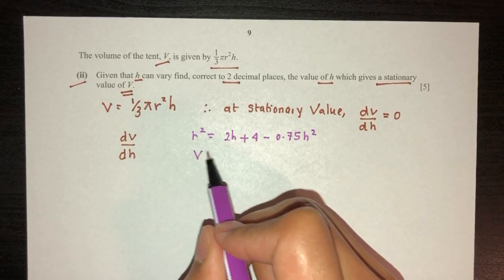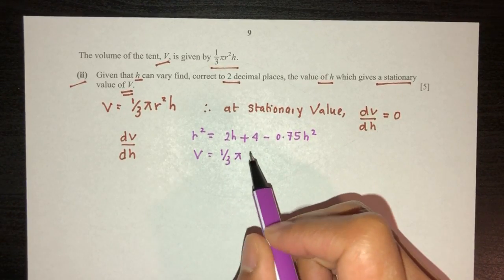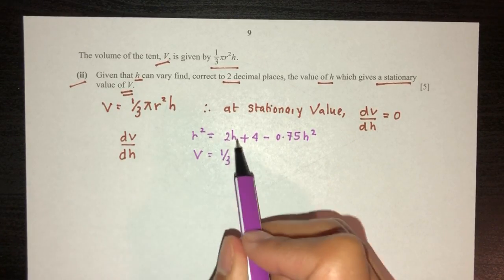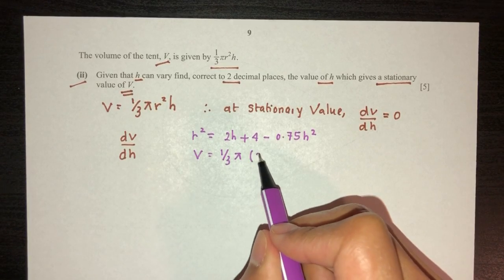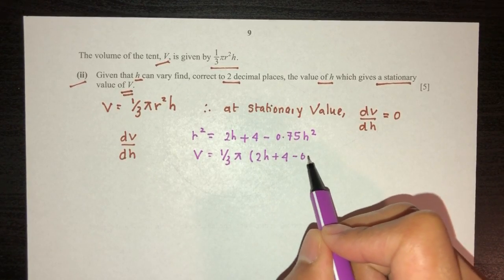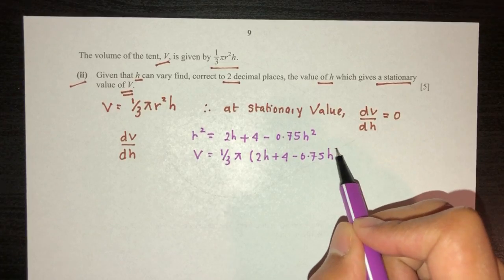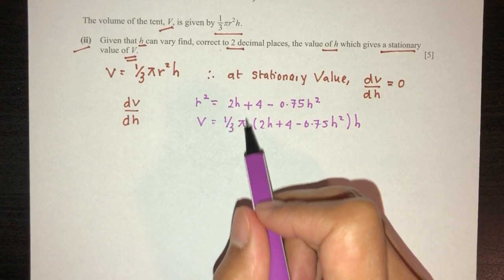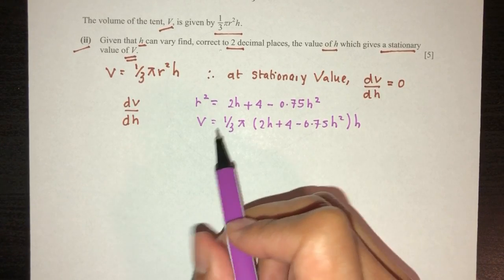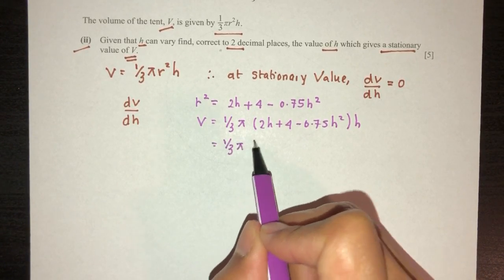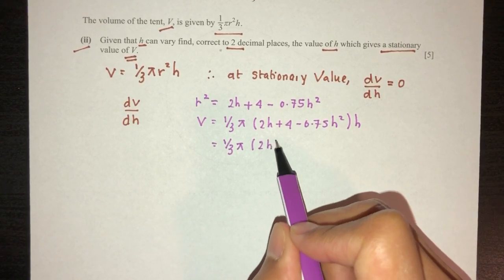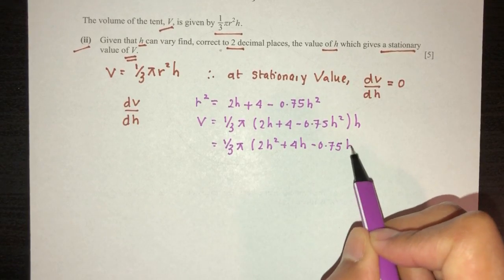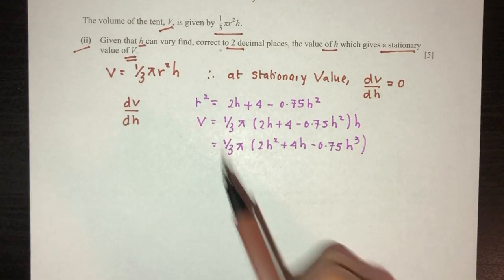So let's expand this. V is equal to 1/3 pi. Now we have to multiply r squared by h. So let's expand this with this, right? You will have 2h plus 4 minus 0.75 h squared times h. We can just bring this h inside because these two are just constant. We don't need to really care about those for now. We can just leave those two outside and only bring the h inside, you will have 2h squared plus 4h minus 0.75h cubed. So this is your new formula for v.